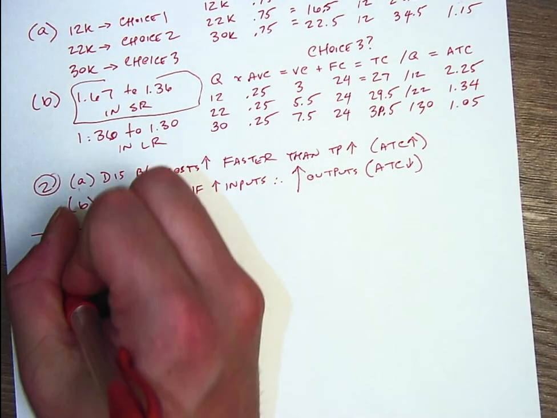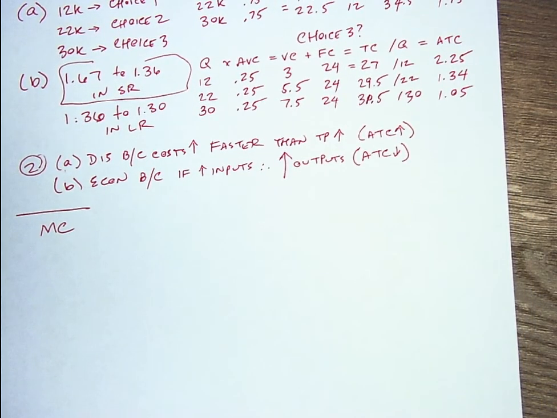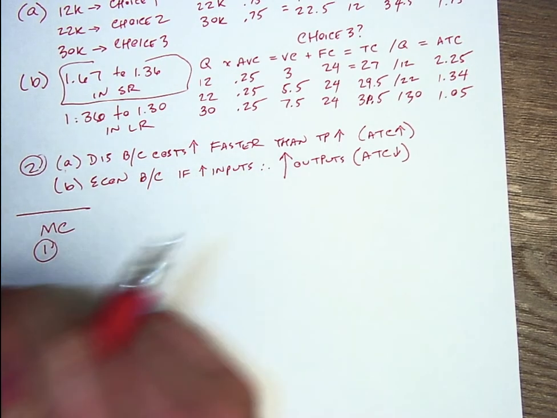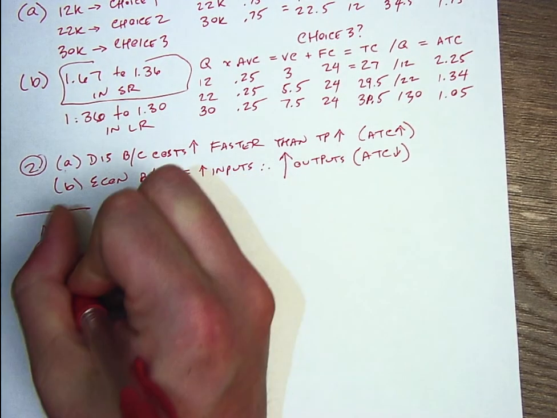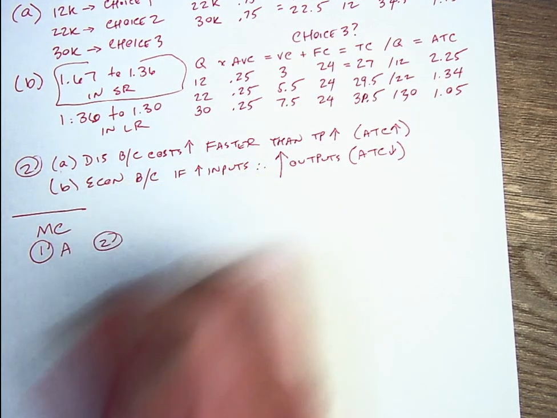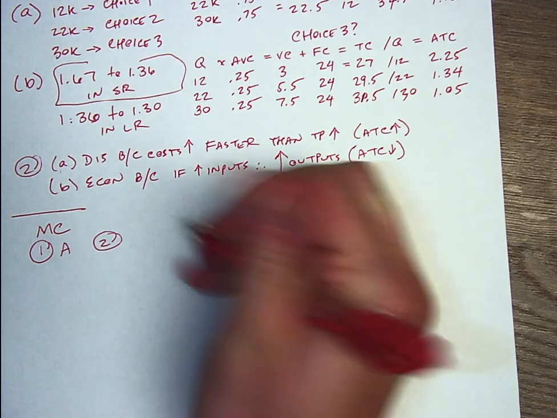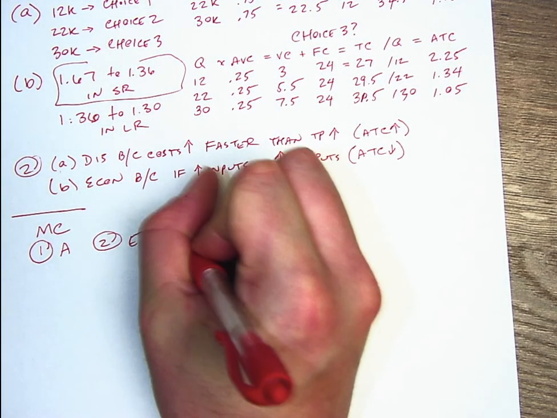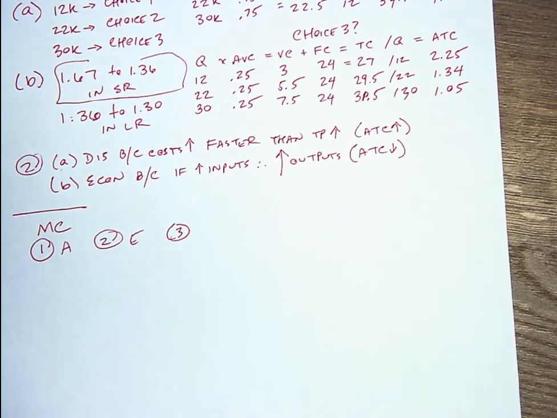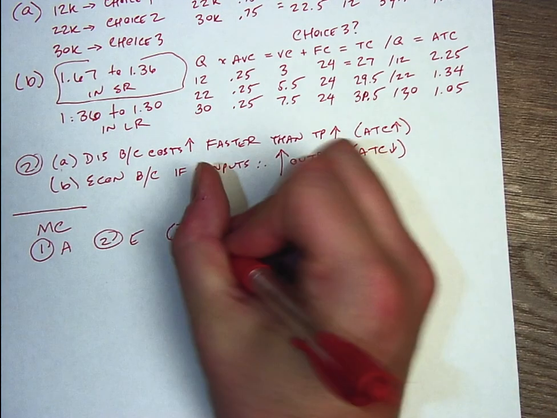Marginal costs, multiple choice. Question number 1, in the long run, all of the inputs are variable. Well, that's just true. A. That's kind of helpful. 2, what's always considered the long run? All of those are time periods, so none. 3, which is true or generally correct? The long run ATC is U-shaped. That is generally correct. The short run ATC is U-shaped. That is generally correct. And firms tend to experience economies of scale at low levels of production and diseconomies of scale at high levels of production. That is also true. So all 3. E.